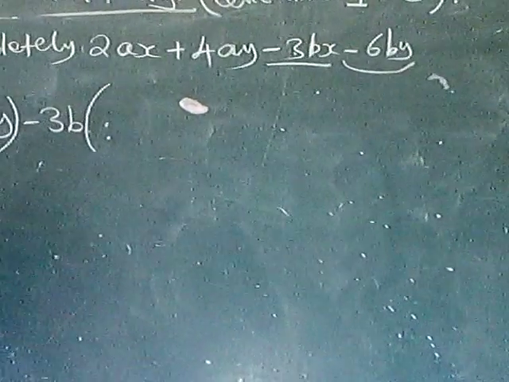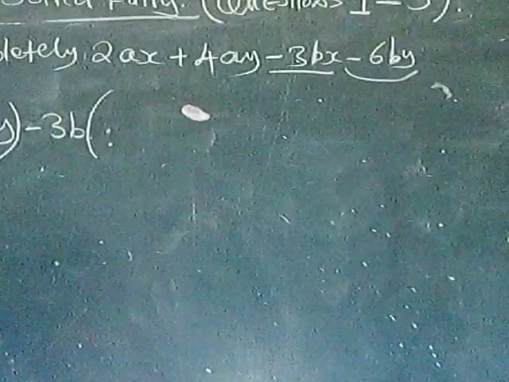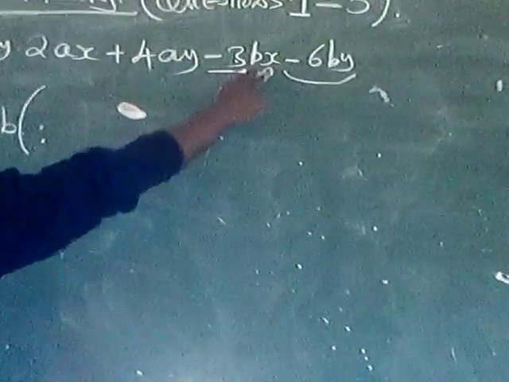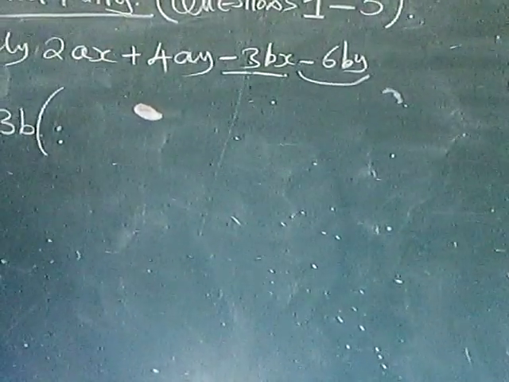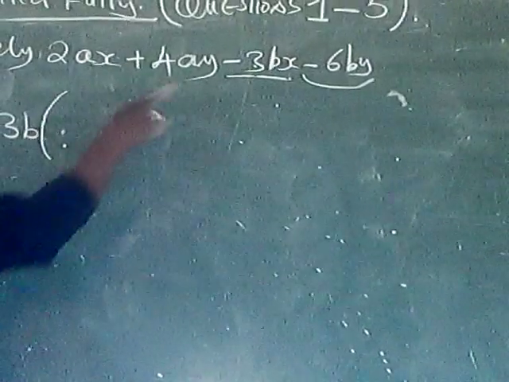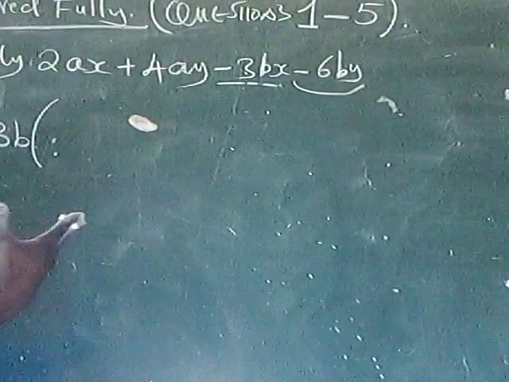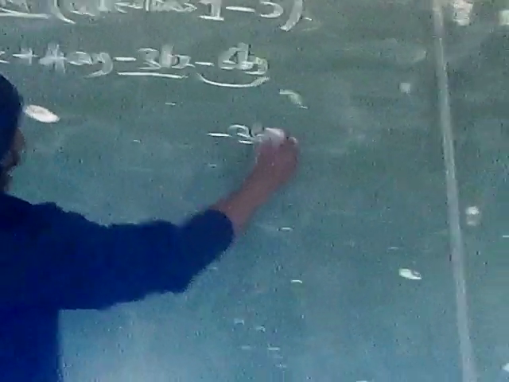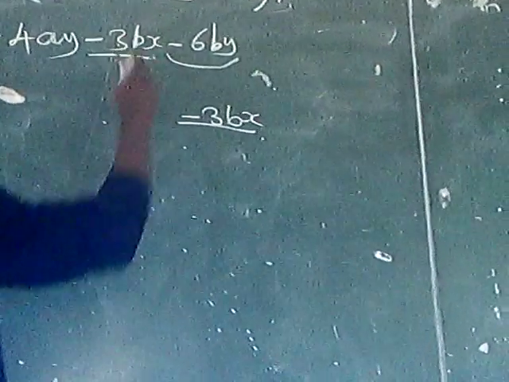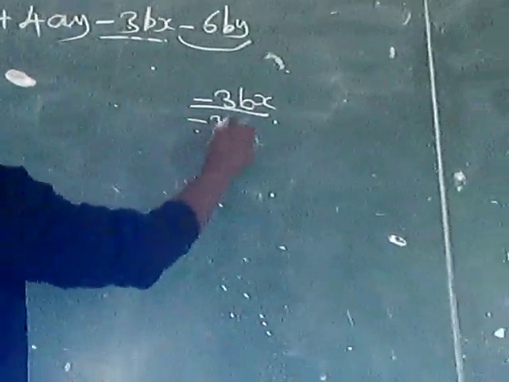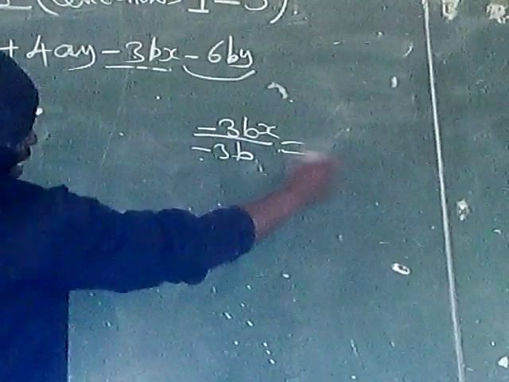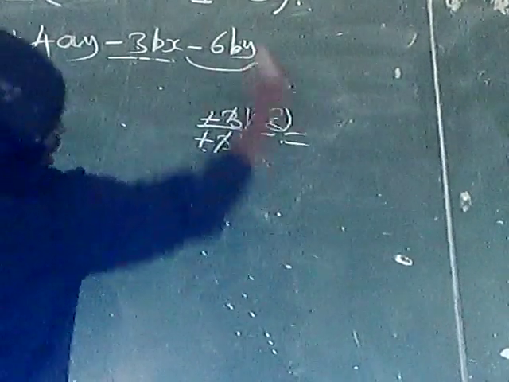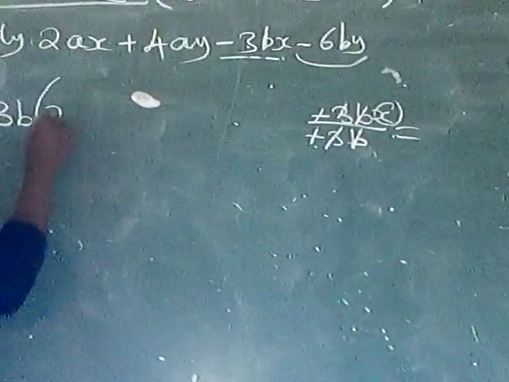So how do you do it? What you do is this. We say negative 3b into negative 3bx, it goes how many times? The best way to do this is to separate here. Negative 3bx is the one to be divided, by negative 3b. If you divide inside there, the negative cancels out, the 3 cancels out, the b cancels out. We only have the x. You put the x here.